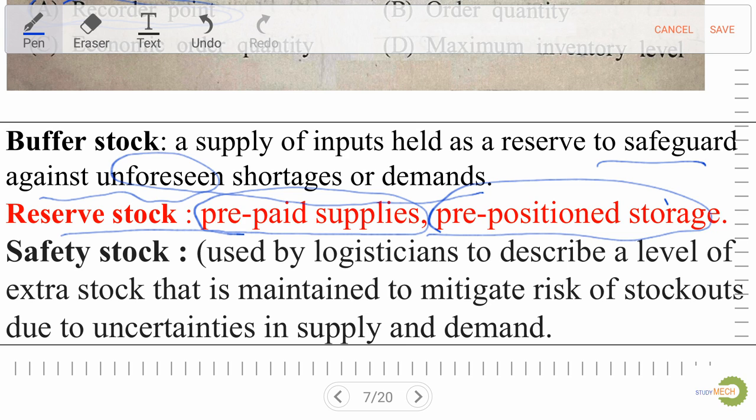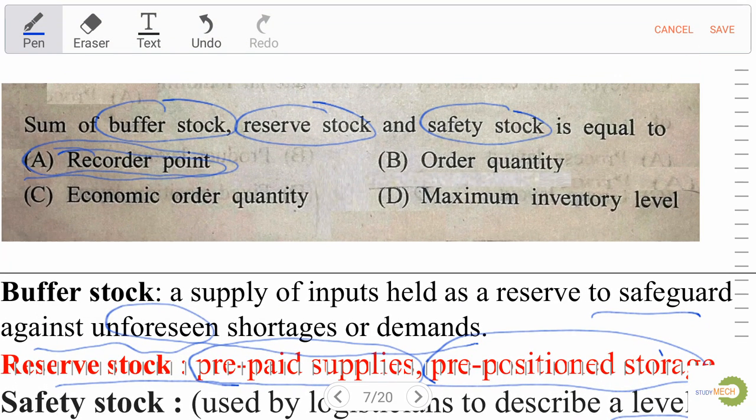And as for safety stock, it is used by logisticians to describe a level of extra stock that is maintained to mitigate risk of stockouts due to uncertainties in supply and demand. So there is a little difference between safety stock, reserve stock and buffer stock, and the combination is known as reorder point. Now economic order quantity.